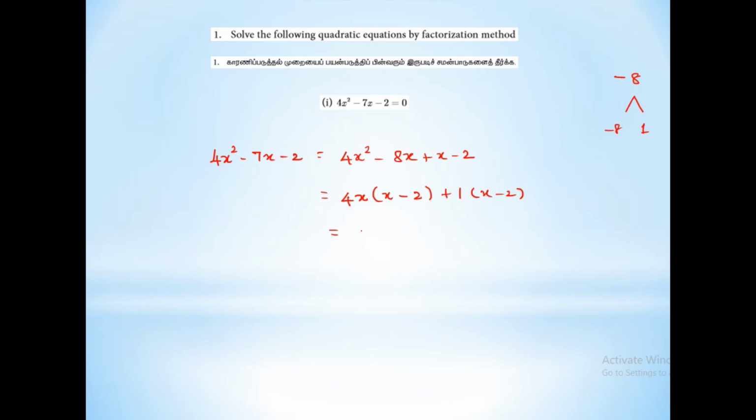So first sum, solve the following quadratic equations by factorization method. So we will solve the equation by factorization. First sum, 4x square minus 7x minus 2. So we will do 4 into minus 2, multiply, minus 8, add, minus 7, so we take two numbers, minus 8 plus 1. So which is equal to 4x square minus 8x plus x minus 2. Here we can take 4x common, so x minus 2 plus 1 into x minus 2, which is equal to 4x plus 1 into x minus 2.